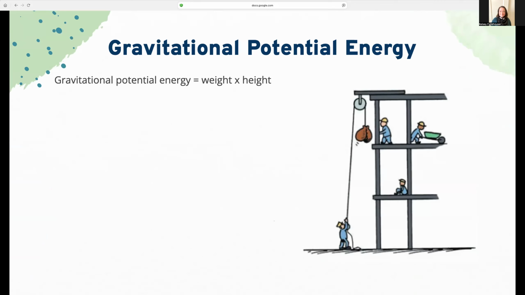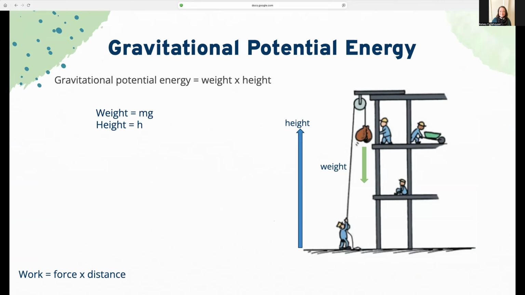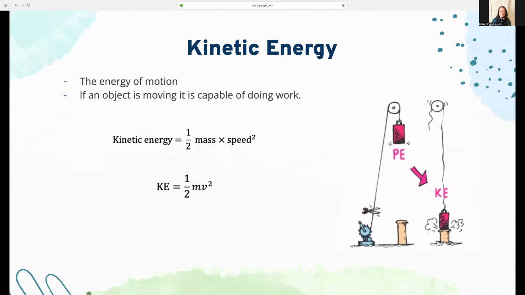Then we learned about gravitational potential energy, which is the weight of an object times the height it is off the ground. And we use this equation, potential energy, PE, equals mgh, where m is the mass, g is the acceleration due to gravity, and h is the height off the ground. We also learned about kinetic energy, which is the energy of motion. And that is given by 1/2 the mass times the speed squared.